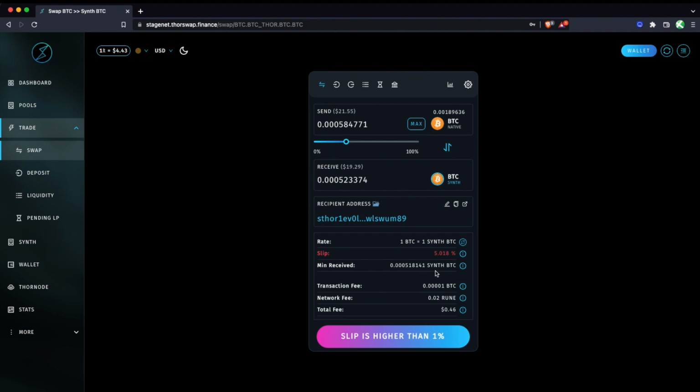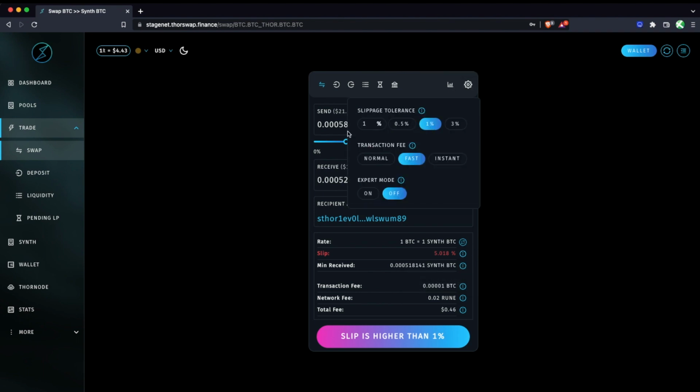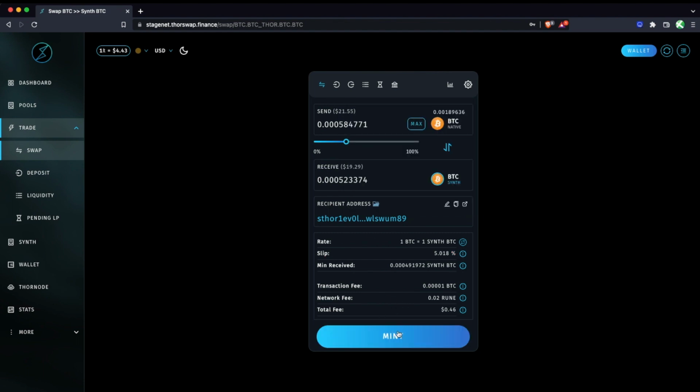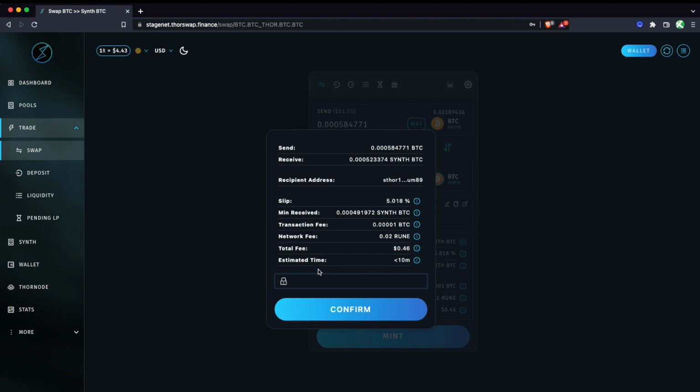There are fees to mint and swap synthetics, though, but the slippage fee is reduced by half when you're dealing with synthetics instead of native assets, and also the outbound network fee is just the 0.02 Rune. So that makes trading synths a lot cheaper. So again, because I'm on StageNet, I'll just say that I'm okay with higher slippage. And then let's go ahead and mint this synthetic Bitcoin.